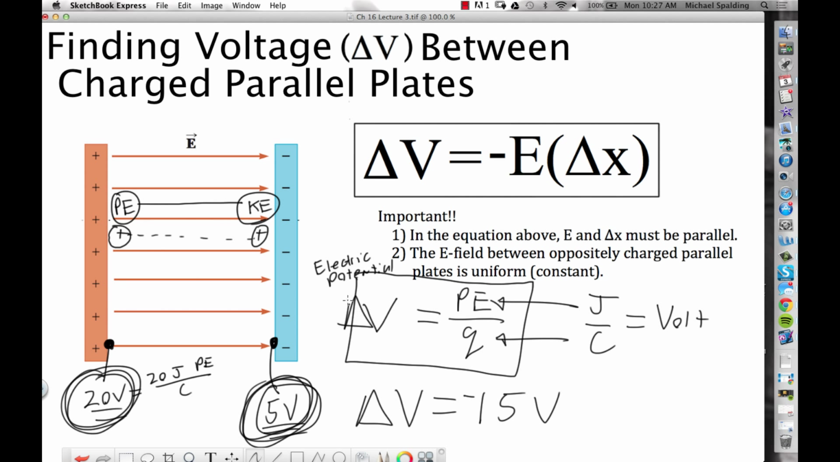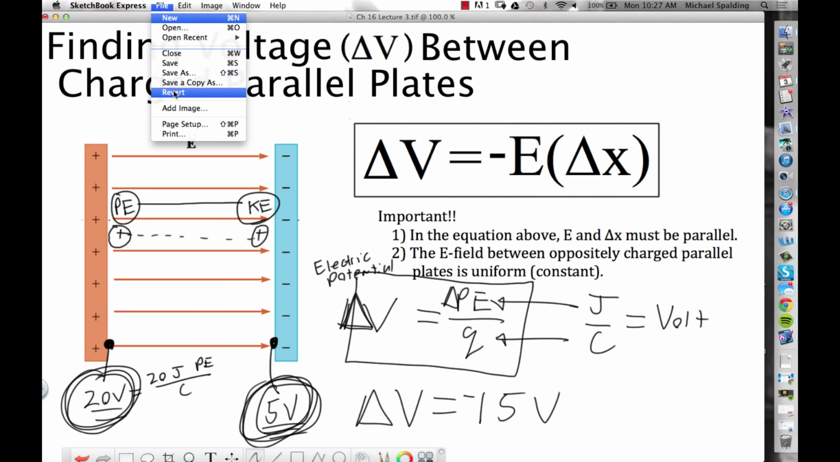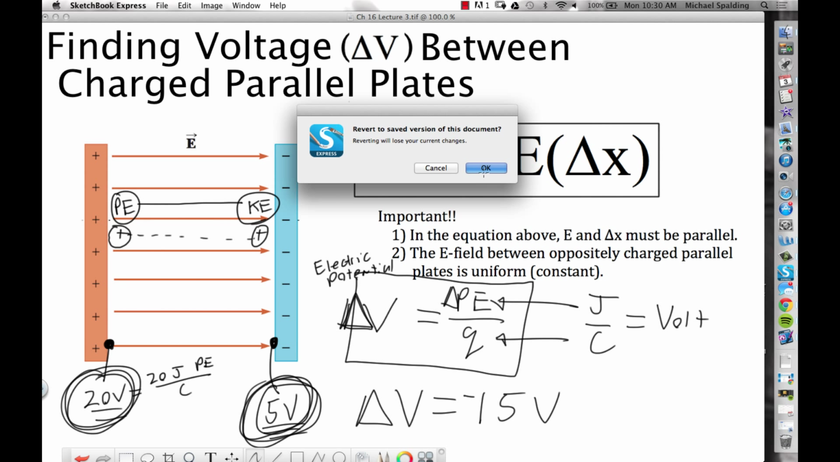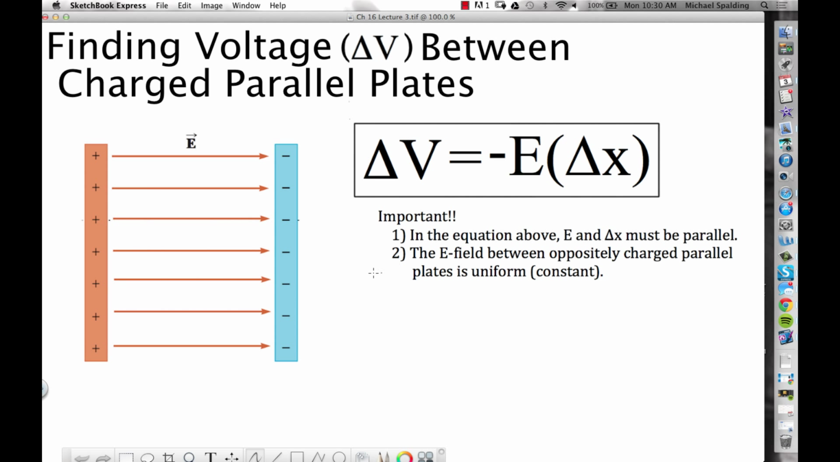So delta V, which is potential difference, would be change of potential energy per charge. So this equation here, it's key. One thing you have to be aware of, you need to know that electric potential is higher as you go up the electric field. So notice how I set up this previous example, 20 volts and 5 volts. The positive plate will always be at a higher potential than the negative plate. Now, what's the reason for that?